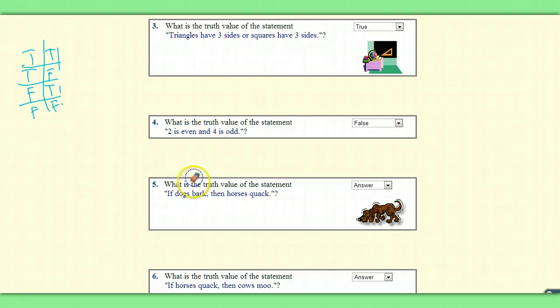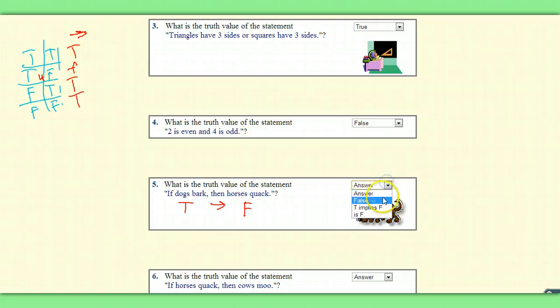All right. Number 5. What is the truth value of the statement, if dogs bark, then horses quack? Well, remember, this is an if-then statement, so I'll put the if-then. And with the one arrow, what was the only one that was false? The tough one to remember. So the rest are true. So if dogs bark, which is true, then horses quack, that's false. It's T-F, the tough one to remember.